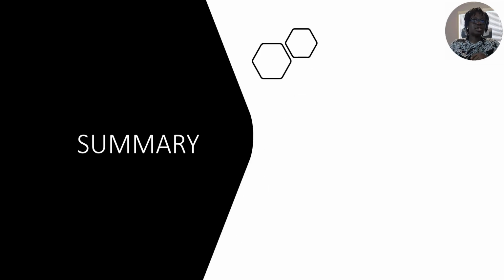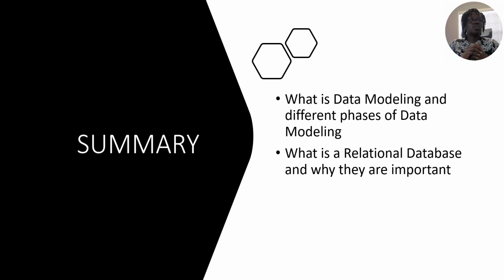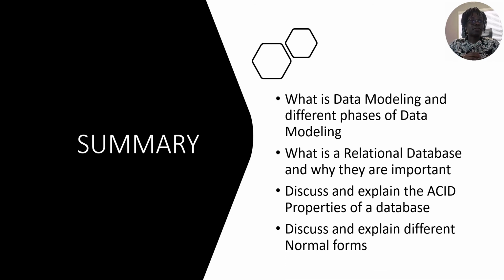So in summary, we looked at what data modeling is and the different phases of data modeling. We also looked at what relational databases are and why they are important. We also discussed the ACID properties of the database. And finally, we discussed the structure of the database, normalization and denormalization, as well as the normal forms.